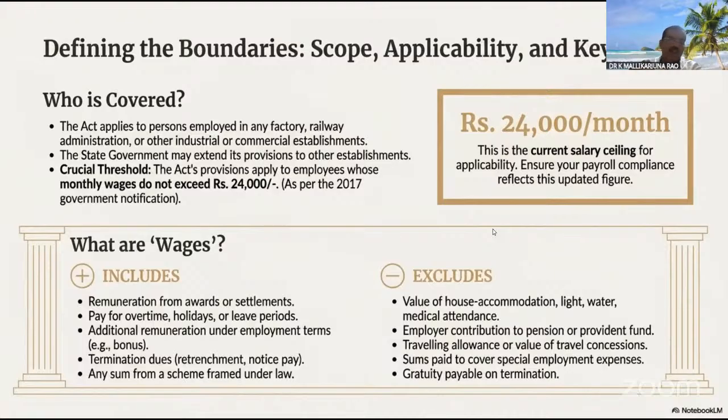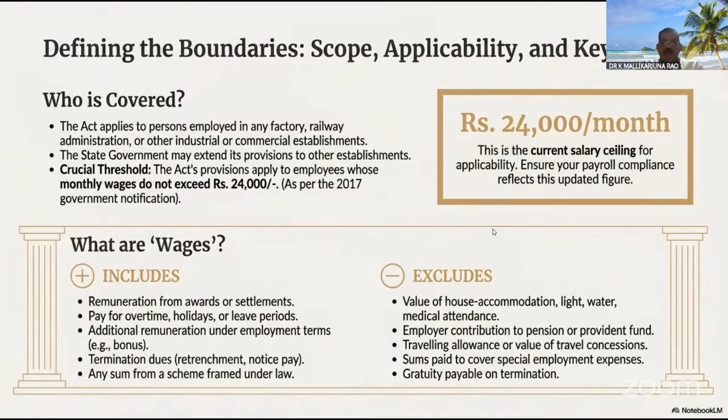So what do wages include, and what do wages exclude? Wages include remuneration from awards or settlements, payment for overtime, holiday pay, leave period pay, additional remuneration under any employment terms like bonus, and termination dues, retrenchment notice pay. Any sum payable under a scheme formed under this law is covered under wages.